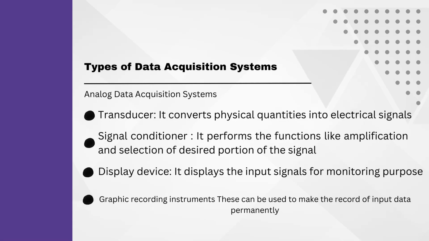Transducer, it converts physical quantities into electrical signals. Signal conditioner, it performs functions like amplification and selection of desired portion of the signal. Display device, it displays the input signals for monitoring purposes. Graphic recording instrument, these can be used to make a permanent record of input data. Magnetic tape instrument, it is used for acquiring, storing and reproducing of input data.